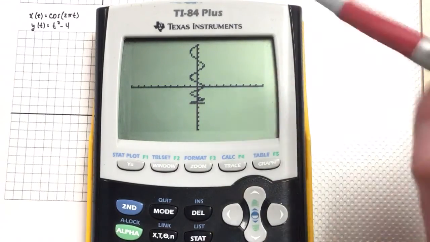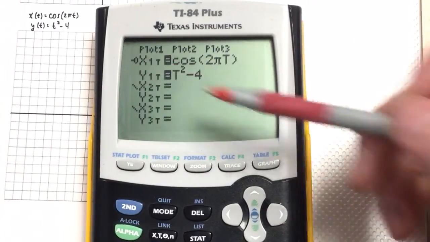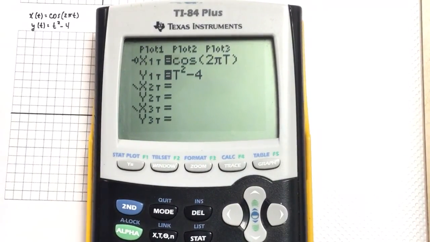Point is how we can use the calculators. We've got that different style there. I've got a problem for us now.